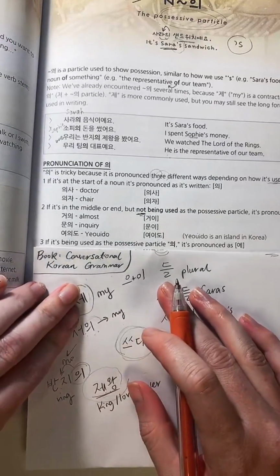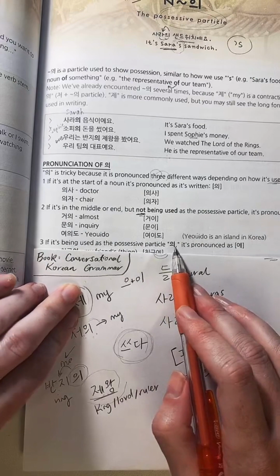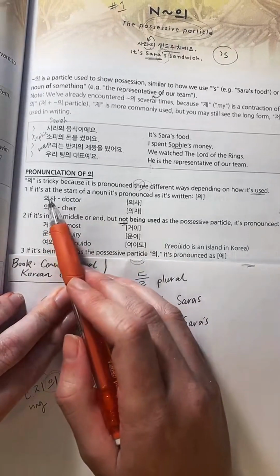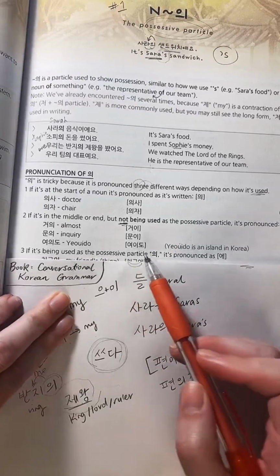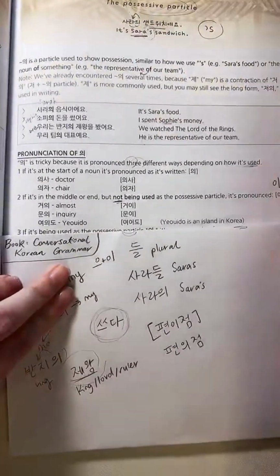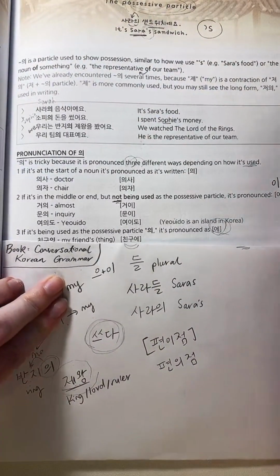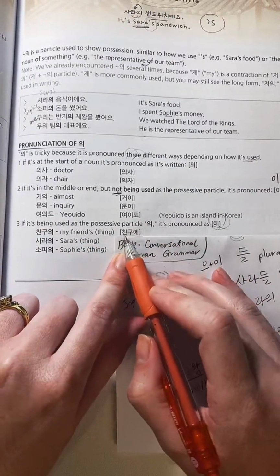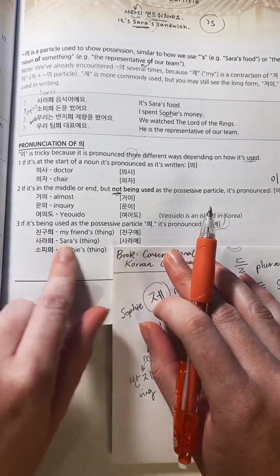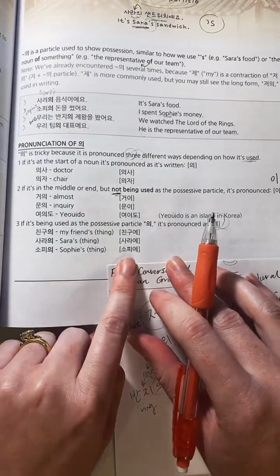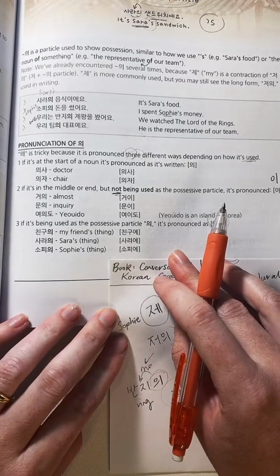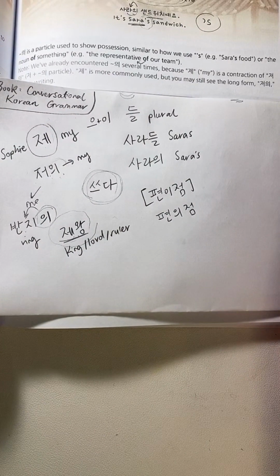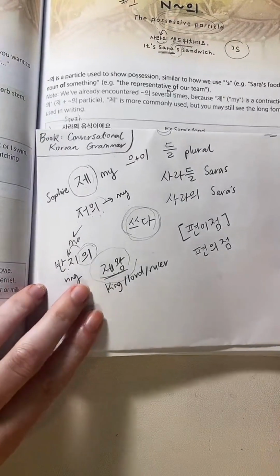And the third rule to know is that if it's being used as the possessive particle 의, it's pronounced as 에. So the only time it's really pronounced as 의 is if it's used at the start of a word. If it's used as the actual possessive particle itself, it's pronounced as 에. So, for example, 친구의, my friend's thing. 사라의, Sarah's thing. 소피의, Sophie's thing. 민주주의. That's also pronounced with the e sound.